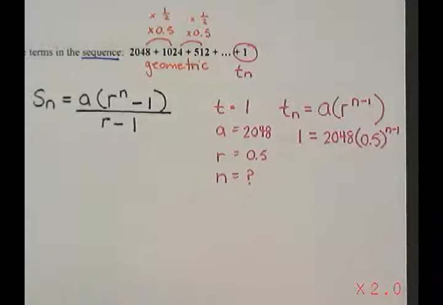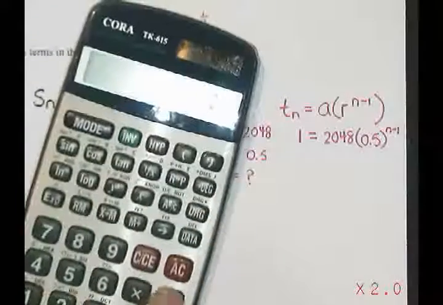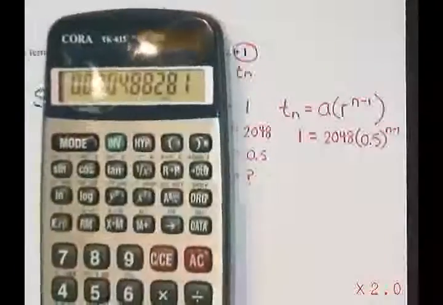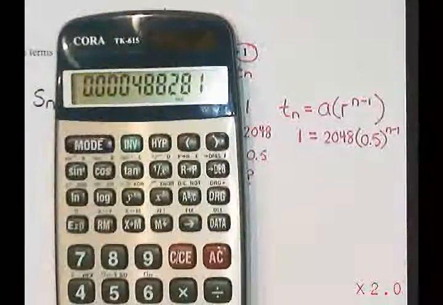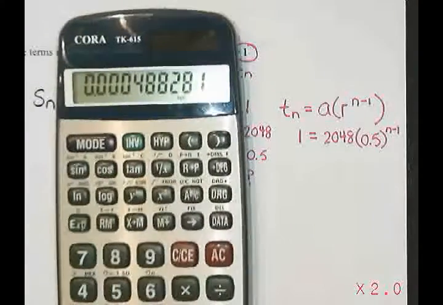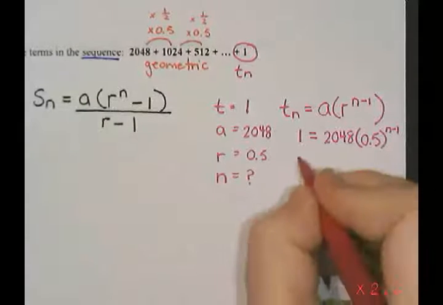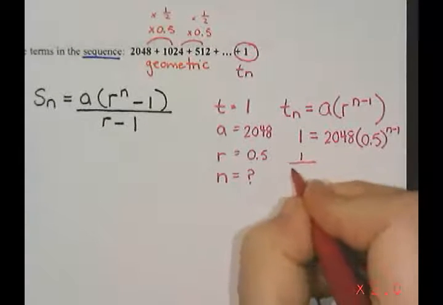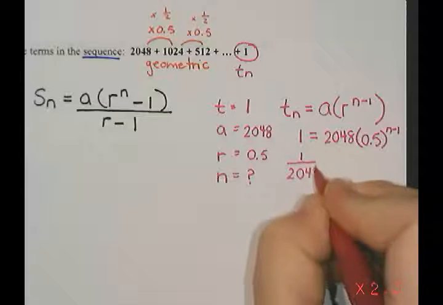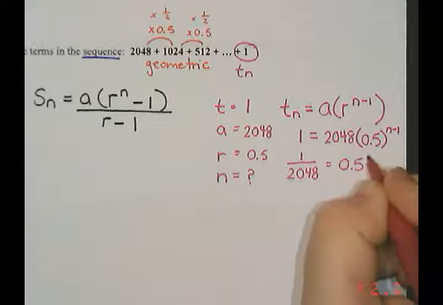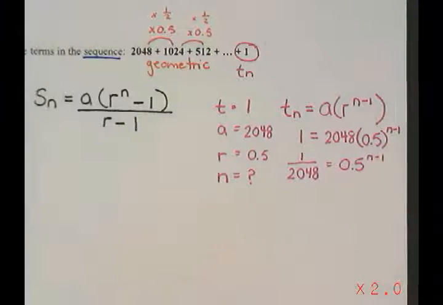So if I divide 1 by 2048, I get a decimal that I am likely going to have to round, and that does not make me very happy. So what I'm going to do is just leave this as 1 over 2048 is 0.5 to the n take away 1.